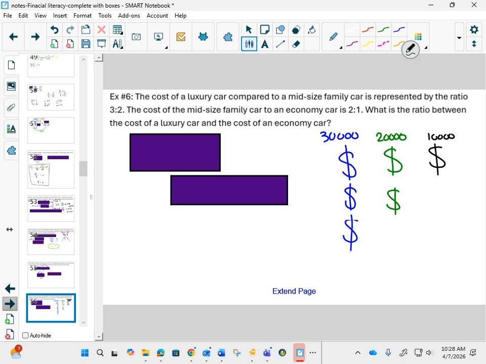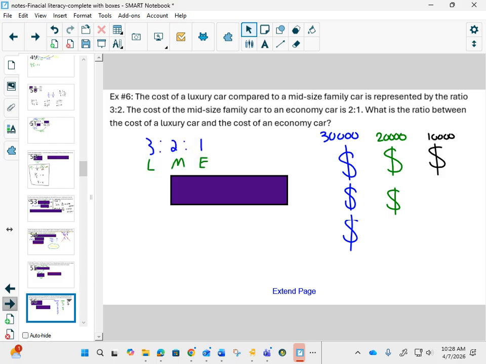So then what's the ratio between the blue and the black? Because this question is saying what's the ratio between the cost of the luxury car and the cost of the economy? Well, we did it here, 3, 2, 1. So our ratio between the blue and the black would be 3 to 1.